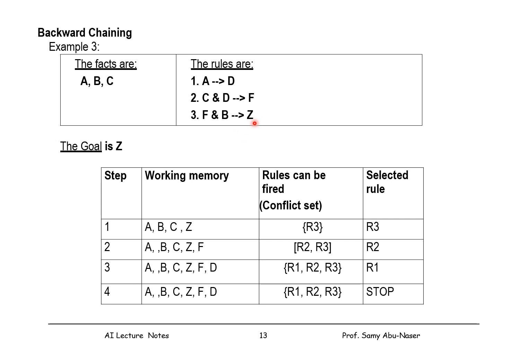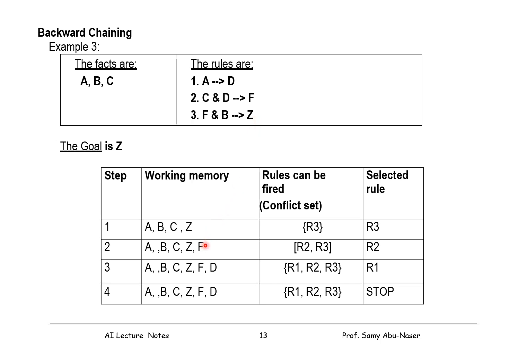So the only rule that can be fired here is R3. So we fire R3. What is the result? We are going to get F and B to be added here. A is already here, B already here, C, Z, and here is F. This is the new thing, F. B is already a fact. So we take these facts and compare the right-hand side of each rule of the three to see which can be fired.